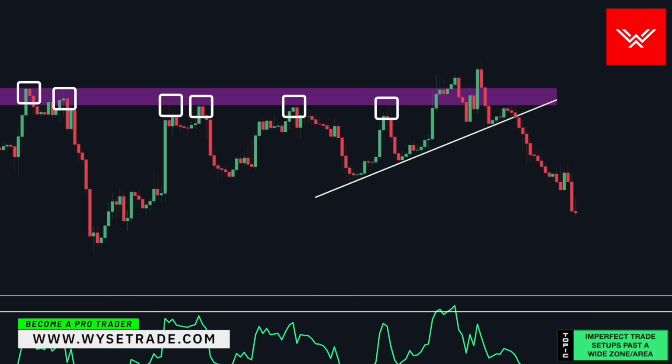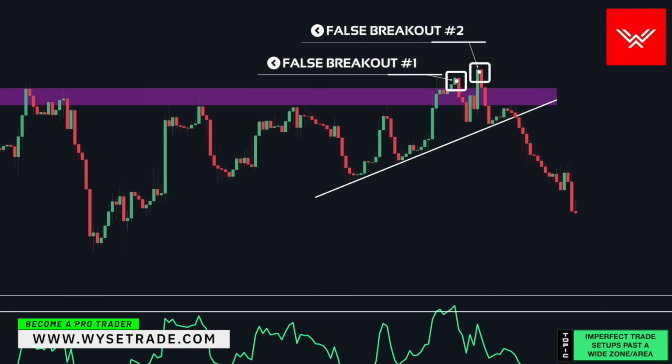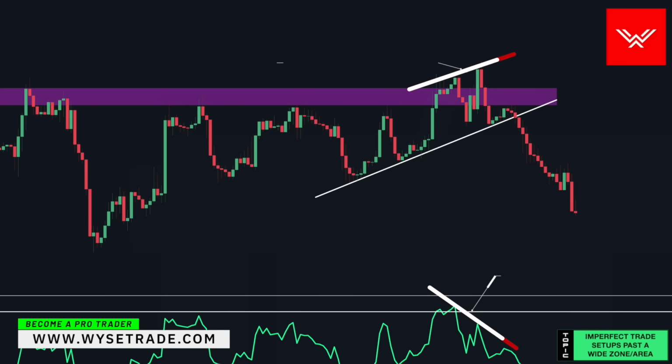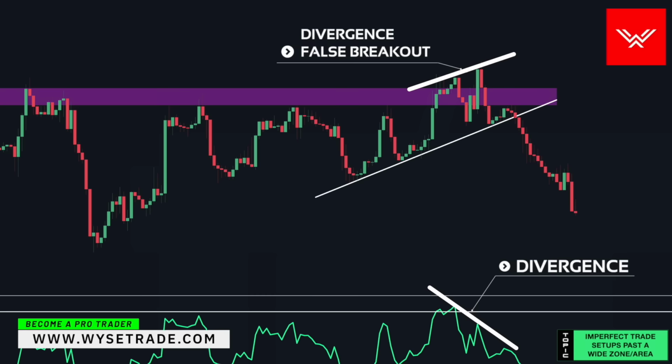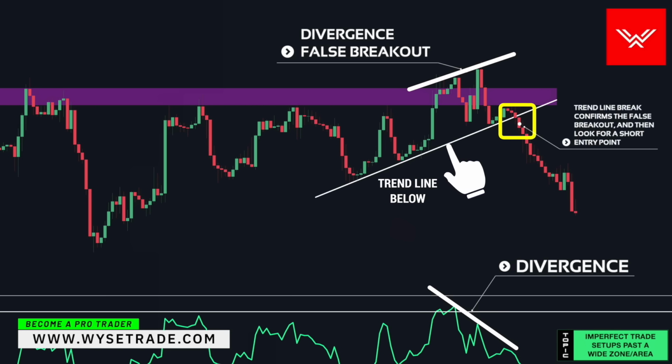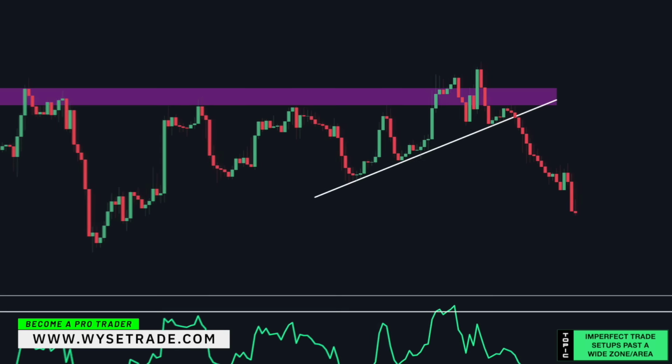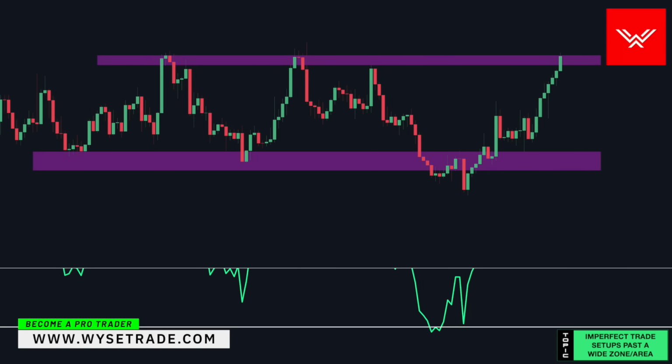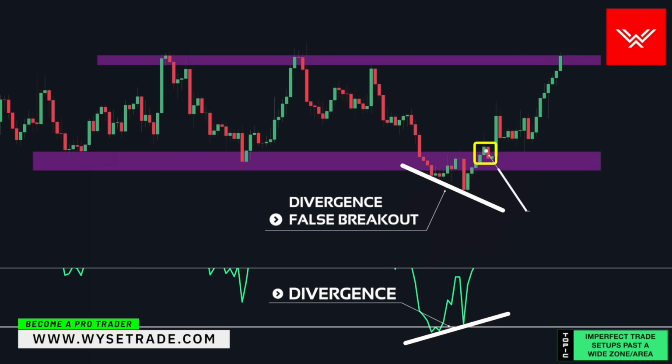These reversal points give you your wide resistance zone. This can be viewed as two false breakouts, or this can be viewed as a divergence false breakout. Trend line below, and once it broke, trend change confirmed. These reversal points give you your wide support zone. Again, you had a divergence false breakout before a higher high trend change confirmation.